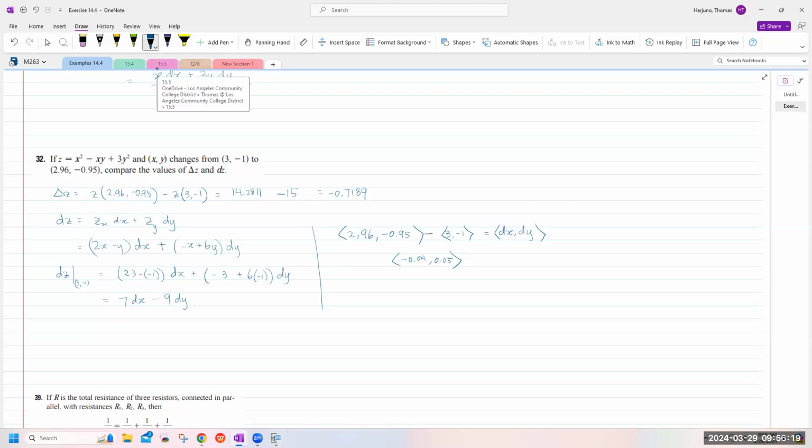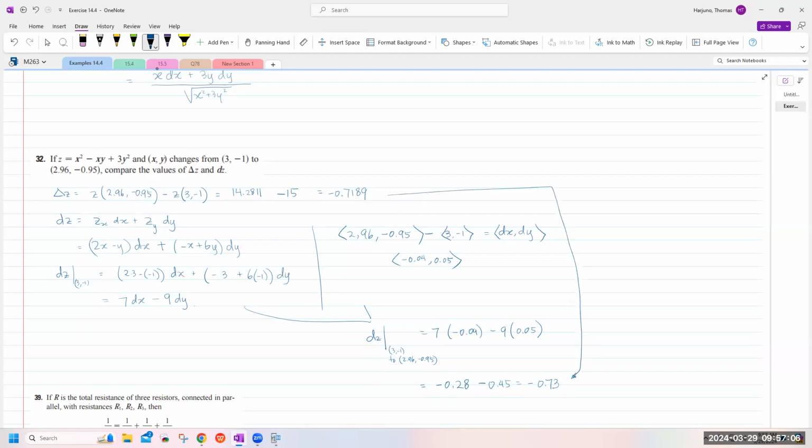So when I plug that in here, dz at (3, -1) to (2.96, -0.95) will be 7 times -0.04 minus 9 times 0.05. What will that be? That's -0.28 minus 0.45, that's -0.73. See the difference? This is the actual error, while this is the estimated error.